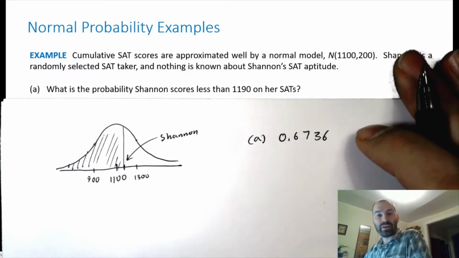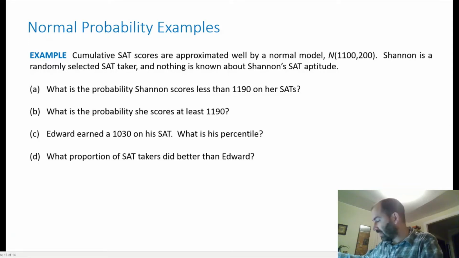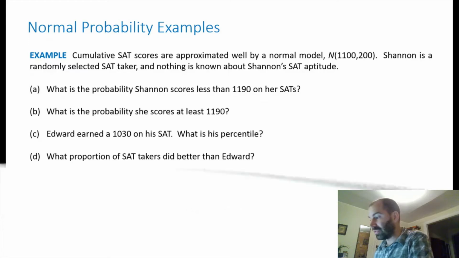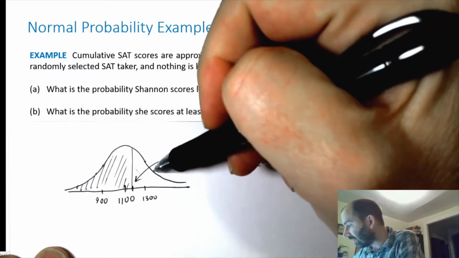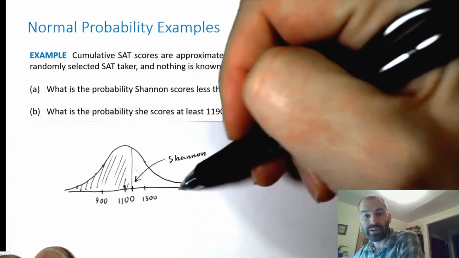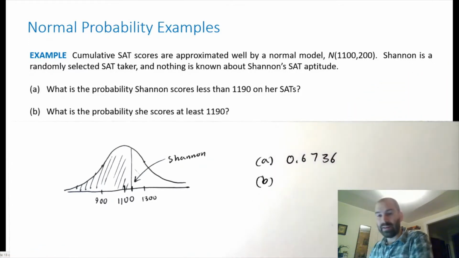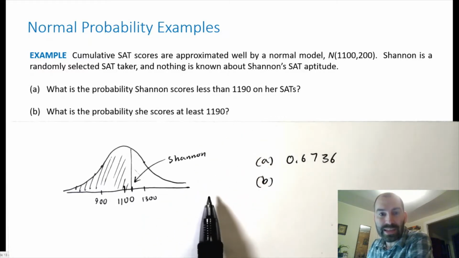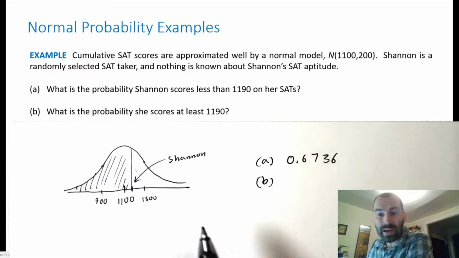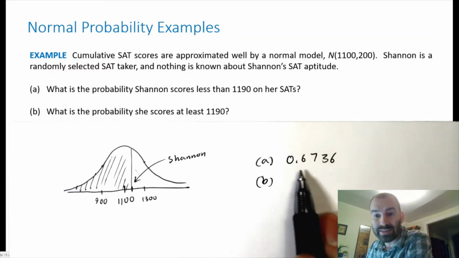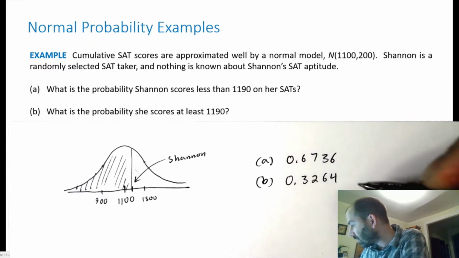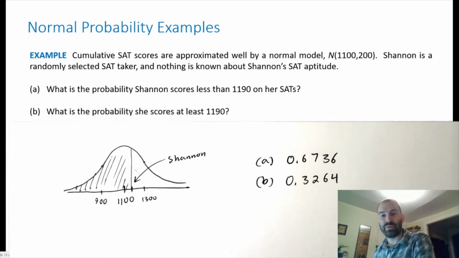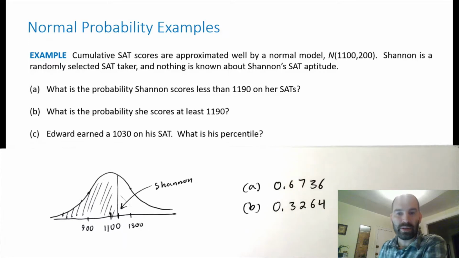Okay, let's look at question B. What's the probability she scores at least 1190? Well, I think I can use the same picture here because we're still at 1190. To be at least 1190 means we're on the other side. We're finding the area over here. Actually, I don't need StatCrunch for this, because that is the opposite of scoring less than 1190. And we know that to compute the complement, the opposite, we just take 1 minus this. So what's 1 minus this? Well, there we go. I don't even need to use a computer for that one. We just use the complement rule.